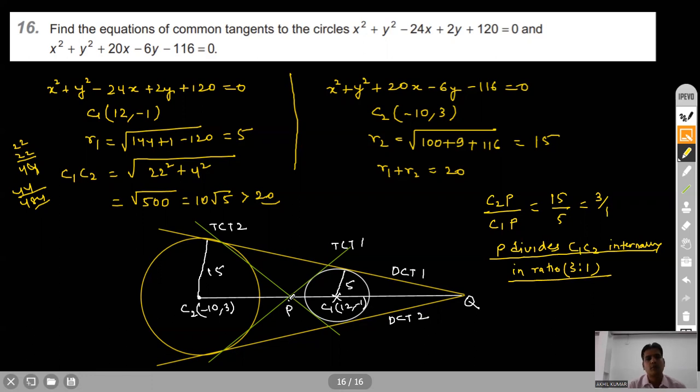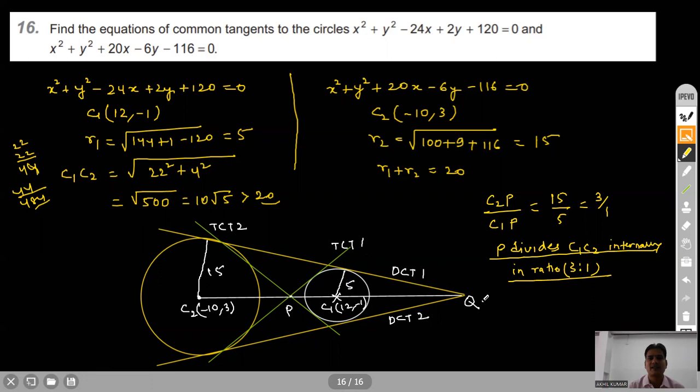One more condition we need for that. What we need is the slope of this line, the tangent. For the slope, you can drop a perpendicular from C2 on this line, or from C1 on this line. This will be equal to the radius, right? So from there, you can find the equation of the transverse common tangent.